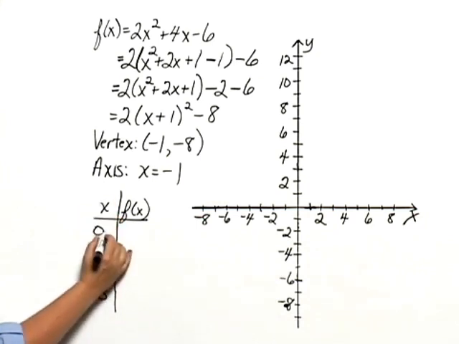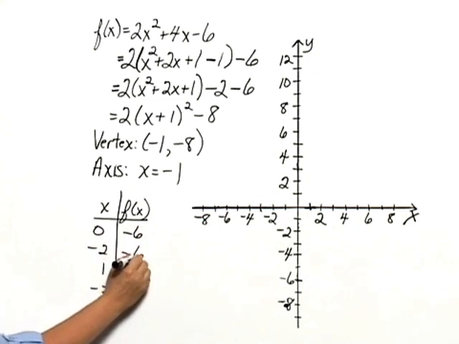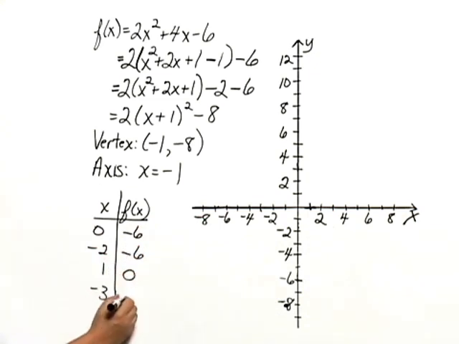Substituting in, we would find that f of 0 is negative 6, f of negative 2 is also negative 6, f of 1 is 0, and f of negative 3 is 0. We know that the parabola opens up because the coefficient of the x squared term is positive. So that'll give us another point of a check anyway.